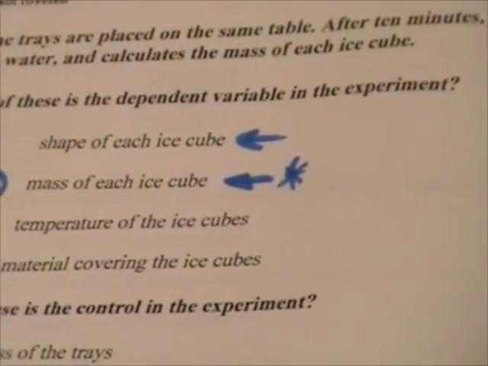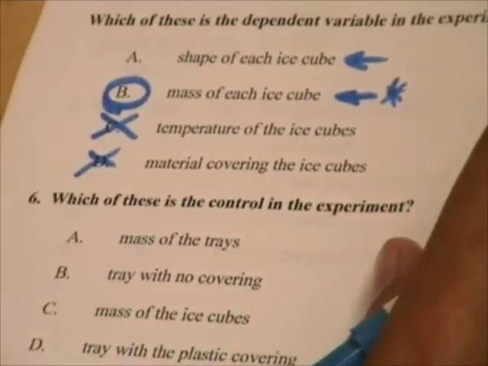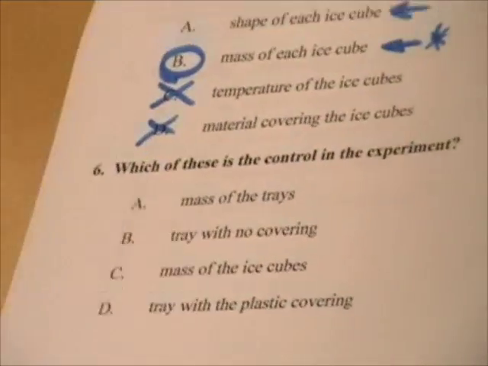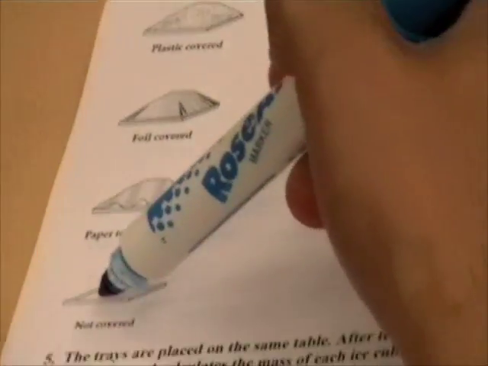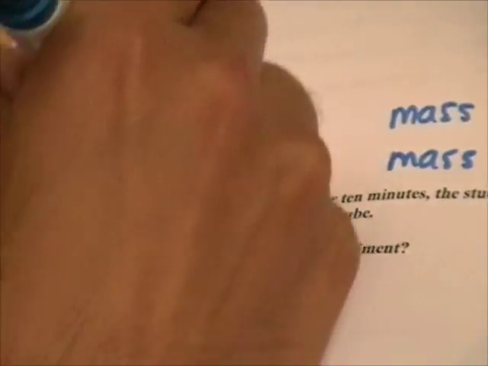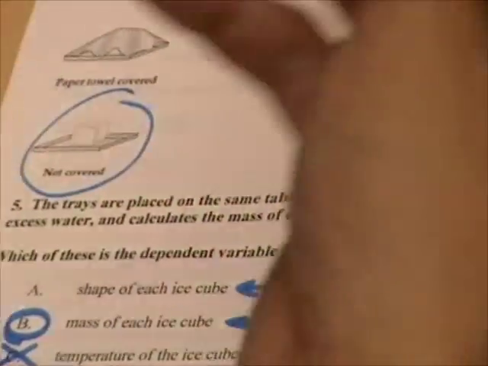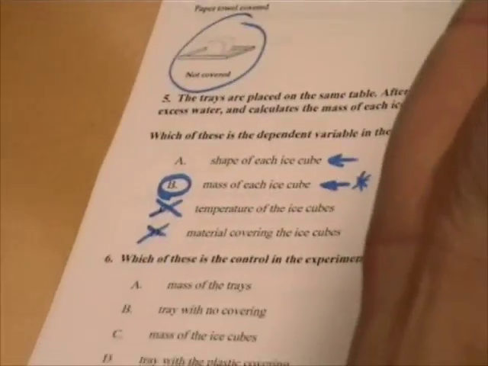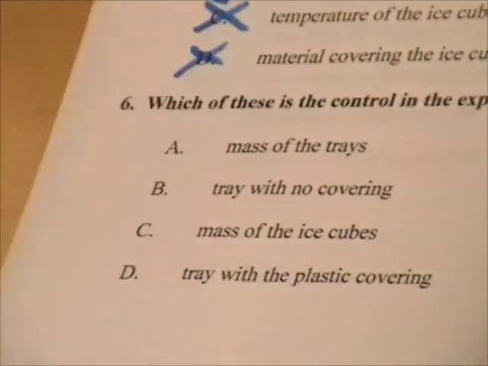Exactly. 6. Which of these is the control in the experiment? Control, I know the control is the one that I did not change really. Okay, let's look at these. This has plastic, foil, paper towel. Oh, I didn't change this one. Ice doesn't come with a cover, so I didn't change that one. Ice comes as normal, not covered. So I know that that must be my control, that I'm going to be comparing all of these to that one there.